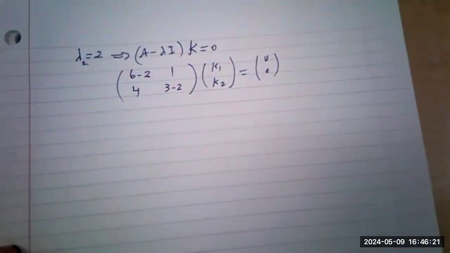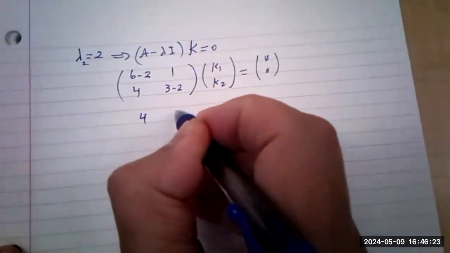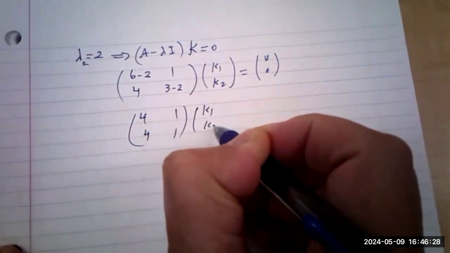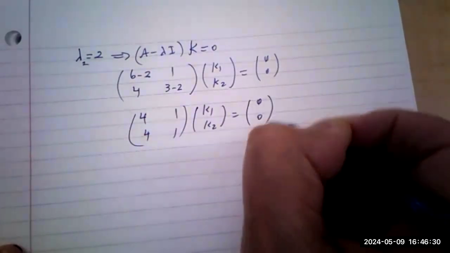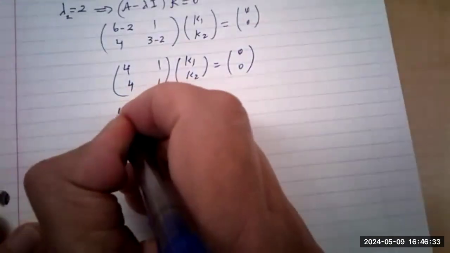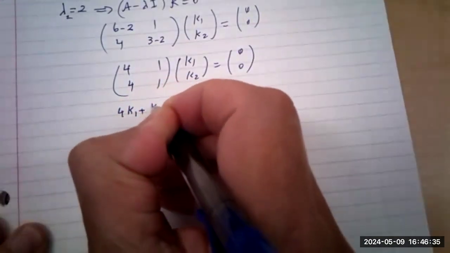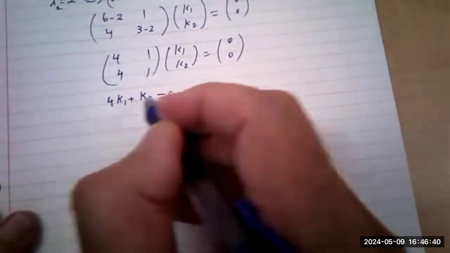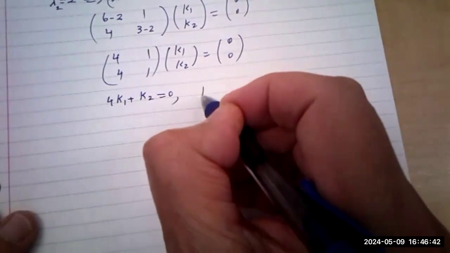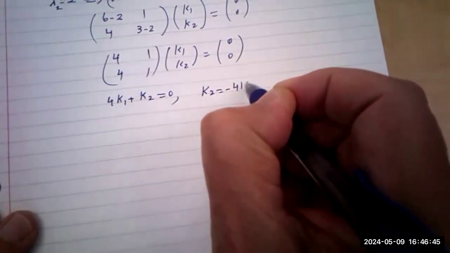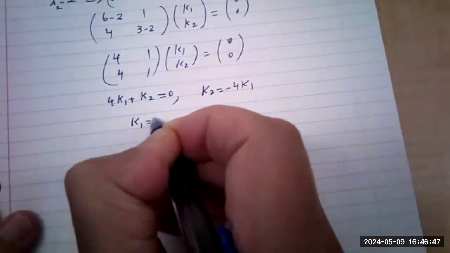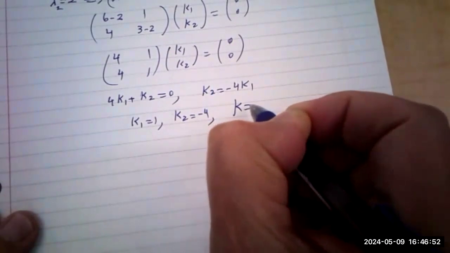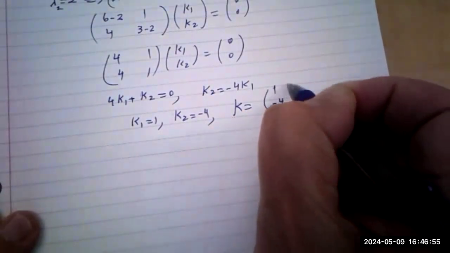So simplify the first one, it's going to be 4, 1, and this is going to be 4, 1. As we expected, they are always the same. So get the first one, which is 4K1 plus K2 equal to 0. You pick a number for K1, for example. So K2 would be negative 4K1. So pick K1 equal to 1, and K2 will be equal to negative 4. So the vector would be 1 and negative 4 this time.